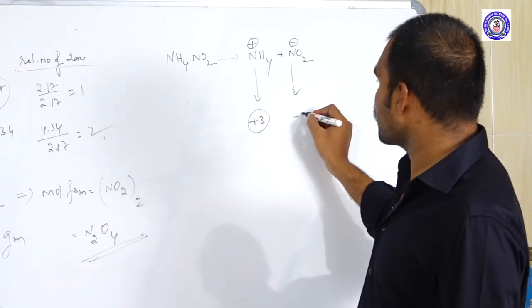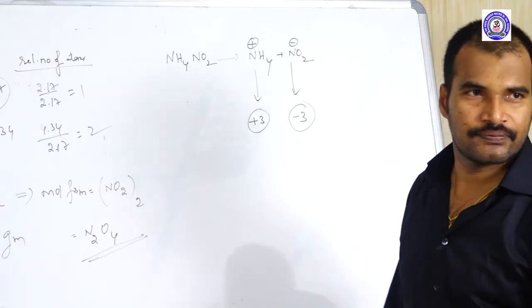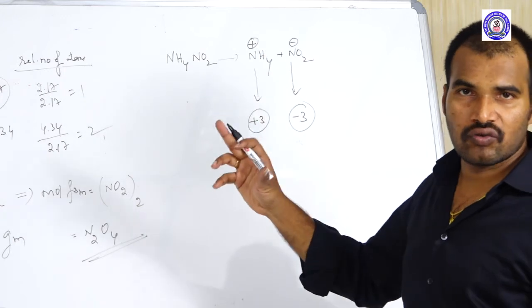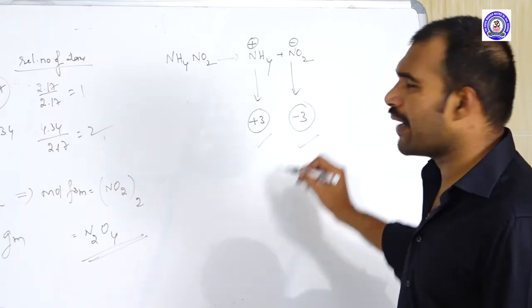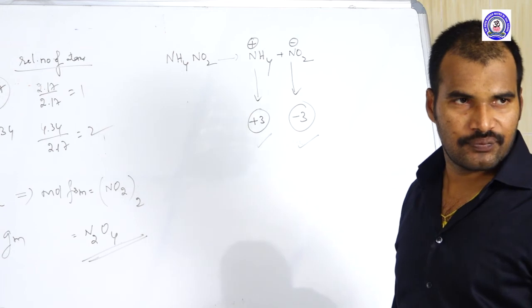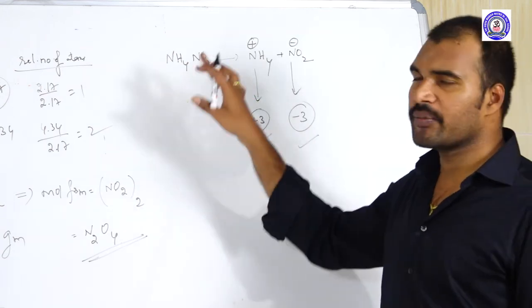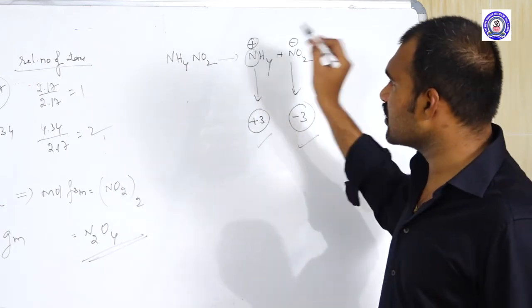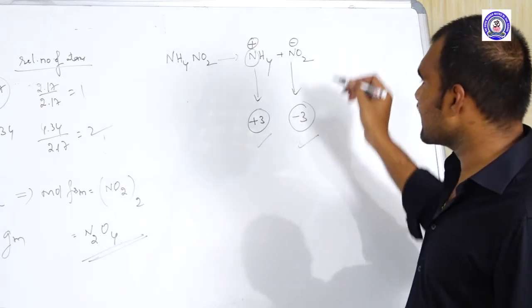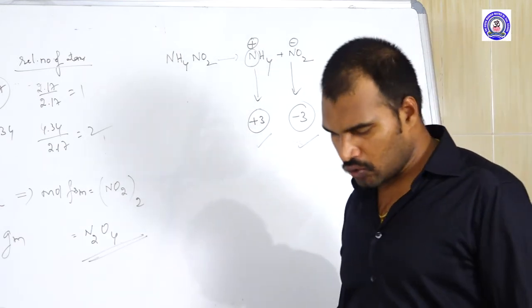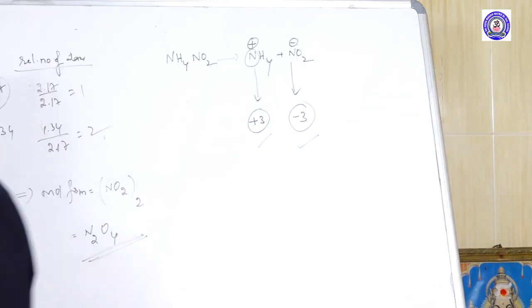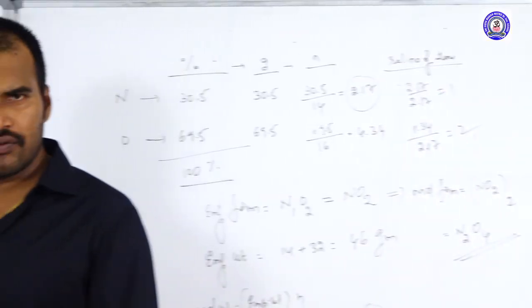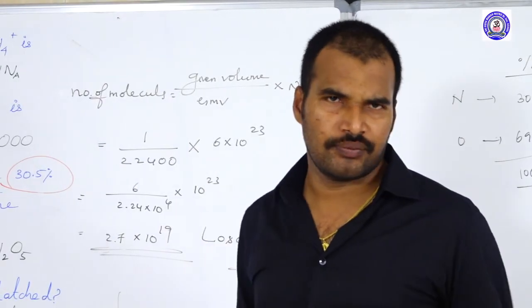In NO2 minus, the oxidation state is plus 3. So what are the individual oxidation states of the 2 nitrogens in ammonium nitrite? That is plus 3 and minus 3. Why? Because ammonium nitrite is a combination of ammonium ion and nitrite ion. In the ammonium ion, the oxidation state of nitrogen is minus 3. In the nitrite ion, the oxidation state is plus 3. So the option is plus 3 and minus 3, the fourth option. They may give you plus 3, minus 3 or minus 3, plus 3, whatever it may be, no problem.